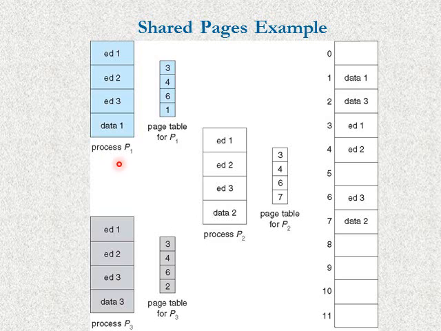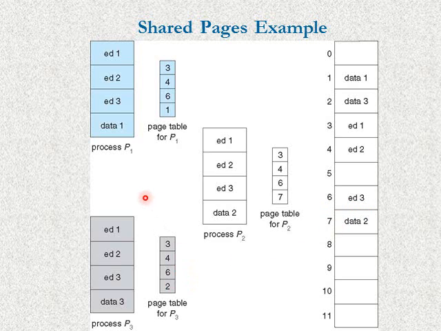We have a process P1 where we have 3 pages associated with the editor, while the 4th page is associated with the data. For this page table, we have the first page at frame number 3, second at frame number 4, and third at frame number 6, and then data is stored onto frame number 1. So you can see it from this. We have data on frame number 1, and on frame numbers 3, 4, and 6 we have the editor. On frame number 4 we have the second editor page, and on frame number 6 we have the third page for the editor.